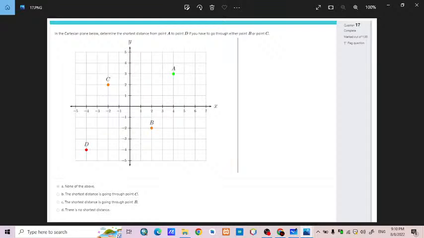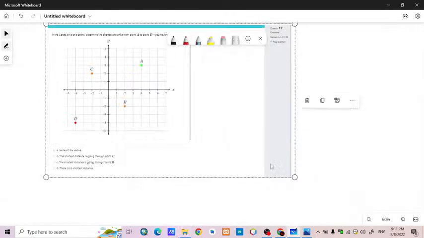The question asks, in the Cartesian plane below, determine the shortest distance from point A to point D if you have to go through either point B or point C. We're not going to use the picture itself. It's 17. So we're supposed to use this tool here.